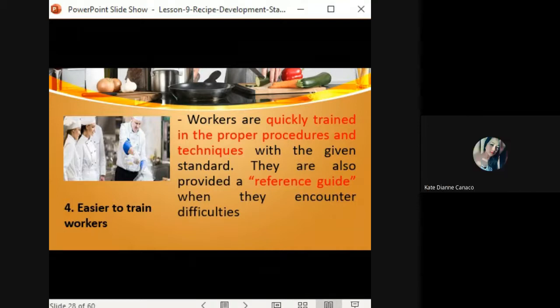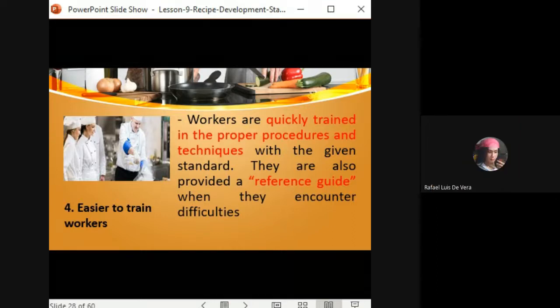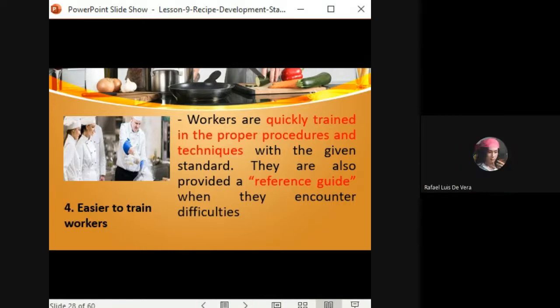De Vera. De Vera, nandiyan si De Vera. Any volunteer? Yes po, ma'am. Okay, De Vera. Why do you think it is easier to train workers with standardized recipe? Mas limited po yung gagawin. Okay, other answer? Other idea?